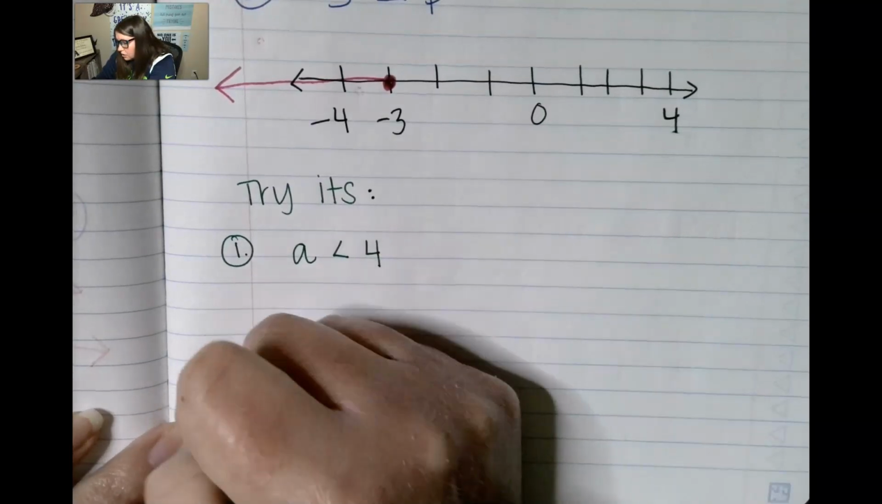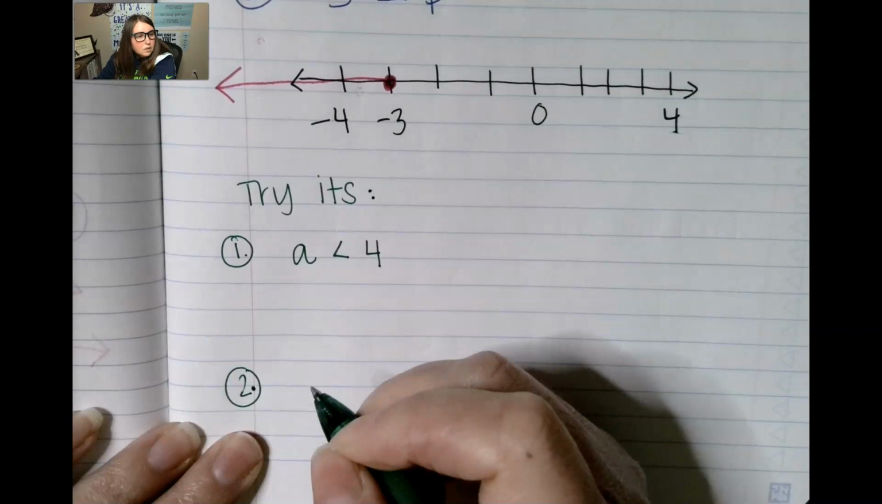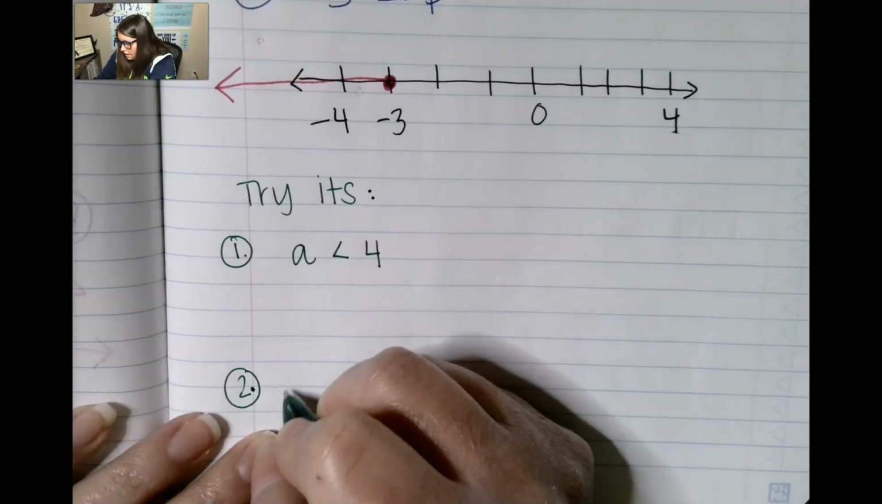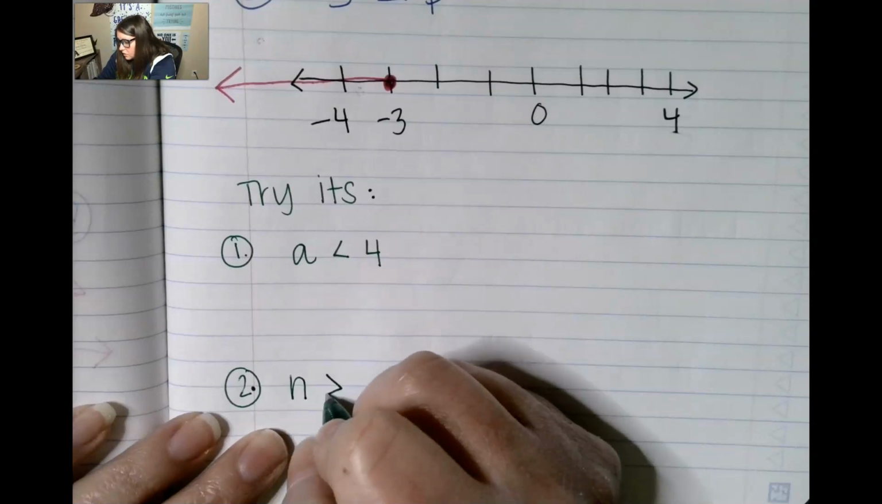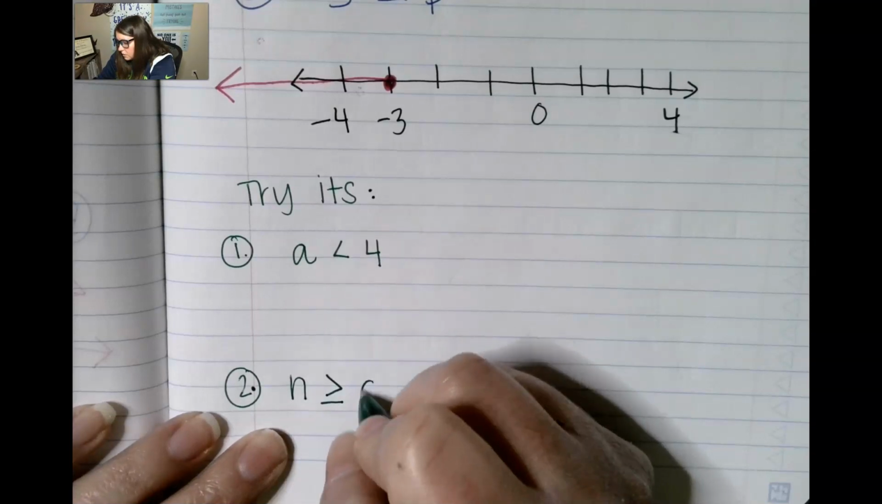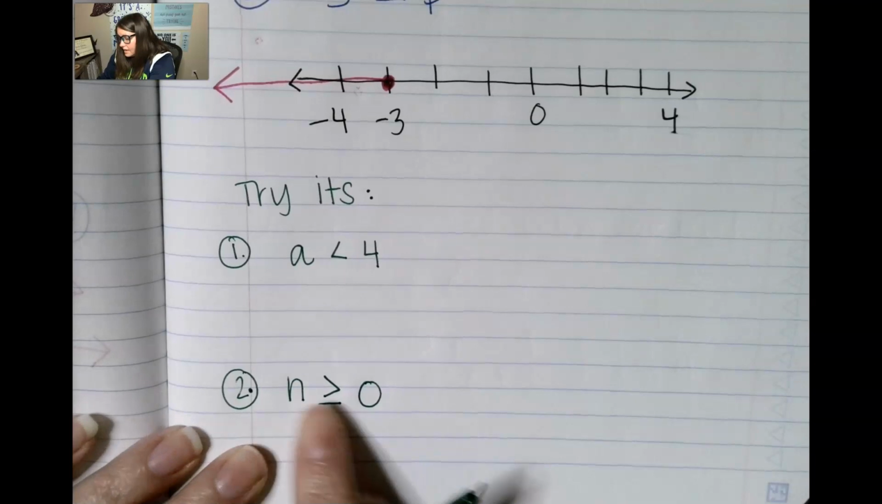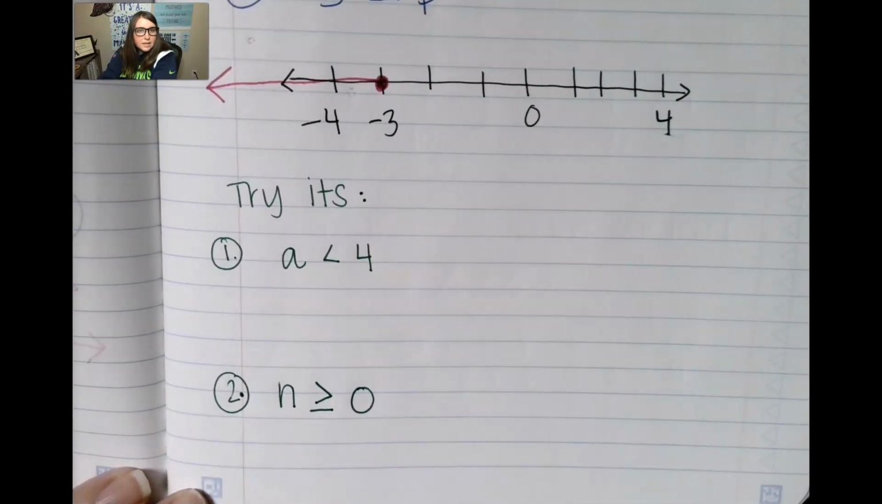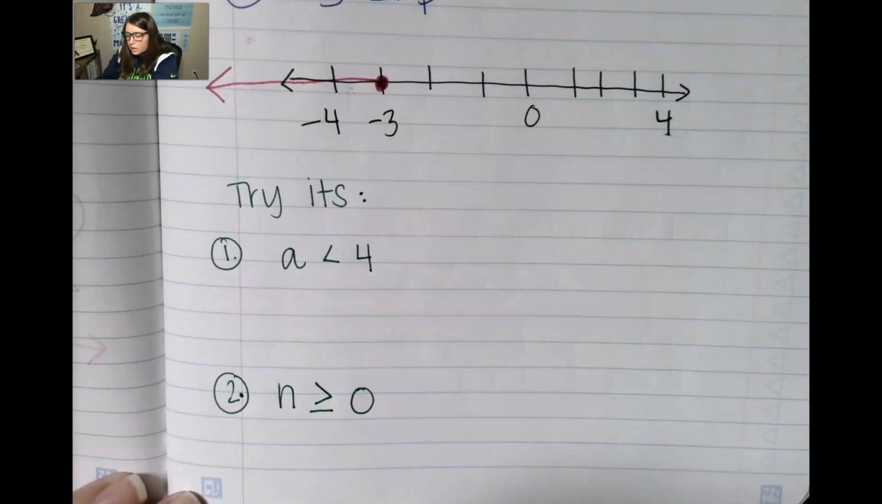And number 2, example number 2, we're going to look when N is greater than or equal to 0. N is greater than or equal to 0. Go ahead and hit pause right now so you don't hear me solving. And then when you're ready, come on back and hit play so you can check your work.